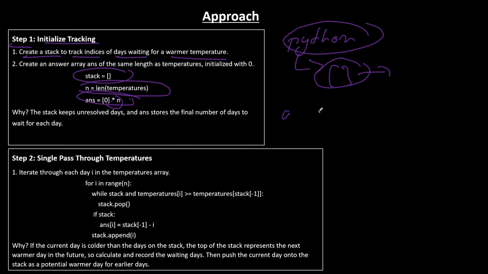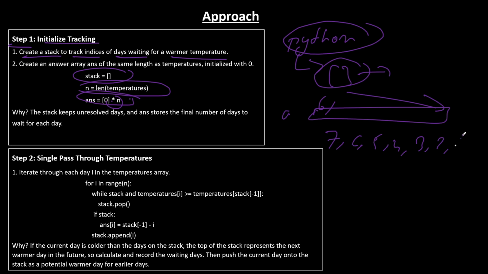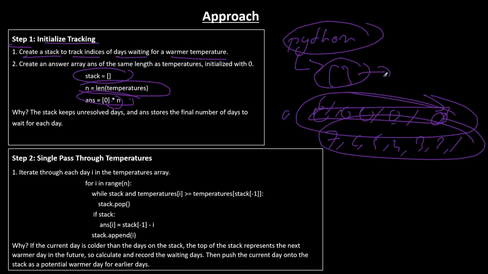And why multiplied by 0? Because there might be a case where the values given to us are in decreasing order. Suppose 7, 6, 5, 4, 3, 2, 1, right? In that case, all of those output values will be 0. So we are just preparing it initially.